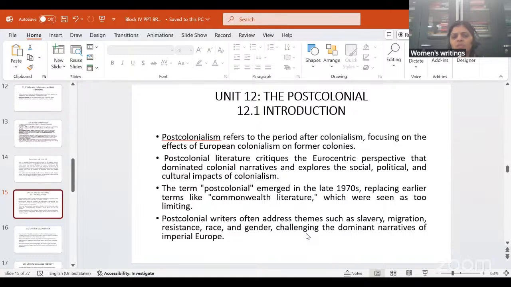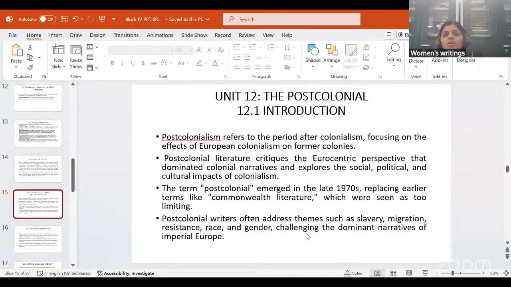the post-colonial introduction. Post-colonialism refers to the period after colonialism, focusing on the effects of European colonialism on former colonies. Okay? Who are former colonies? India is a former colony to Britishers. What is colonialism? When you think of colonialism, some of the countries were colonized by certain other countries. They came, they occupied these countries, they tried to rule these countries politically, socially, economically, and all they wanted was, they simply looted these countries. They simply made people slaves of them. They utilized the resources here. They enjoyed all the material pleasures, material benefits from these colonized countries.